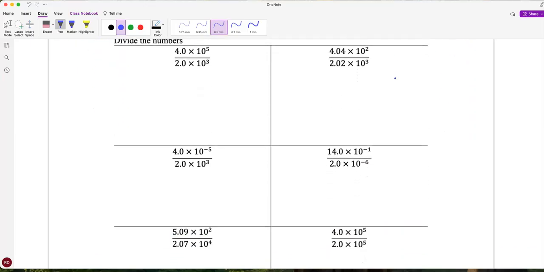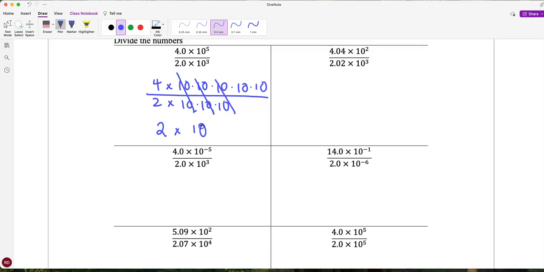Now when you're doing division, similar process. You've got 4 times 10 5 times over 2 times 10 3 times. So you're going to end up with 4 over 2 is 2 times 10 squared. The other way to think about this is all I did to get those exponents: if you subtract 5 minus 3, you'll end up with the 2 in terms of the exponent. So you don't have to write out those powers of 10 every time.